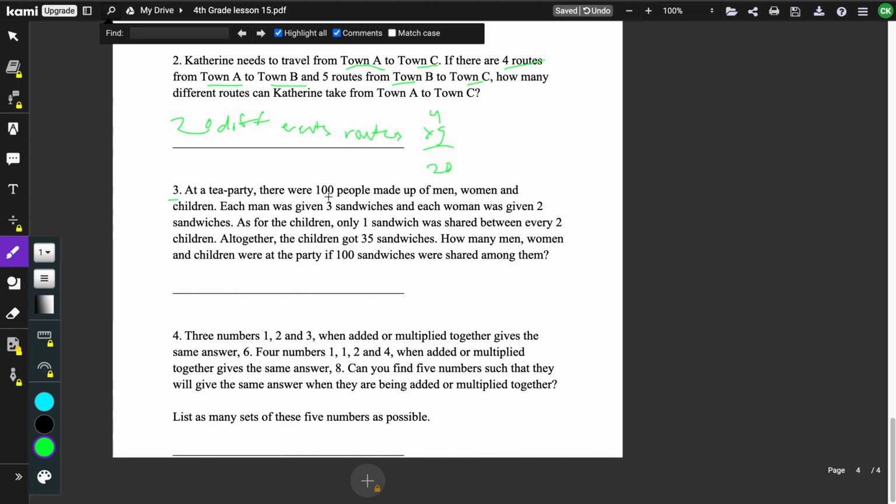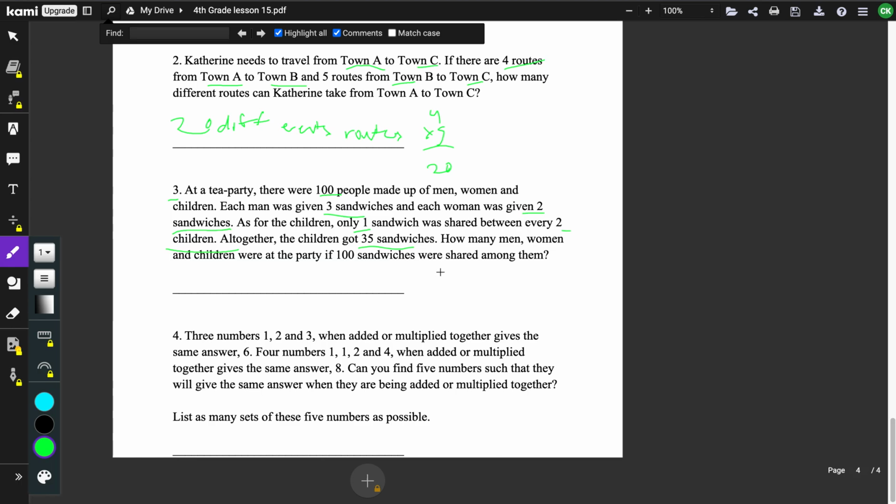At a tea party, there were 100 people made up of men, women, and children. Each man was given 3 sandwiches, each woman was given 2 sandwiches. As for the children, 1 sandwich was shared between two children, and altogether the children got 35 sandwiches. How many men, women, and children were at the party of 100? To calculate this, we have to think about this a bit.